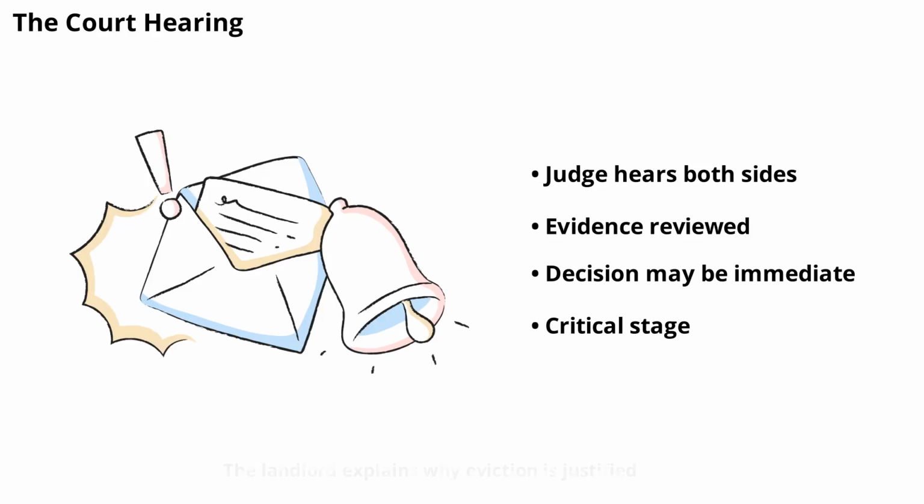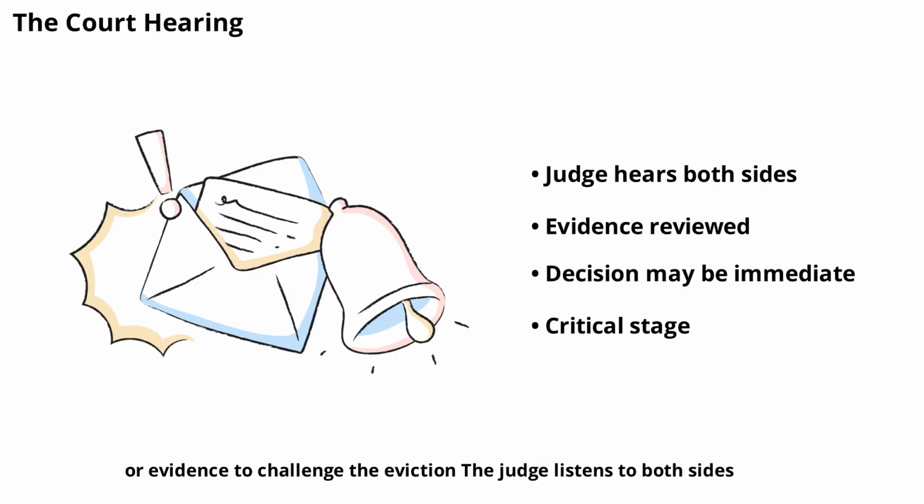The landlord explains why eviction is justified, while the tenant can present defenses or evidence to challenge the eviction. The judge listens to both sides, reviews the evidence, and may ask questions. Sometimes, the judge makes a decision right away. Other times, they may take a few days to issue a ruling. The court hearing is a critical moment that determines the next steps.